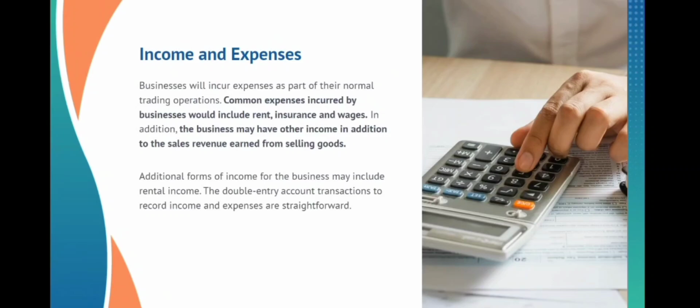Income and expenses. Businesses will incur expenses as part of their normal trading operations. Common expenses incurred by businesses would include rent, insurance and wages. In addition, the business may have other income in addition to the sales revenue earned from selling goods. Additional forms of income for the business may include rental income. The double entry account transactions to record income and expenses are straightforward.